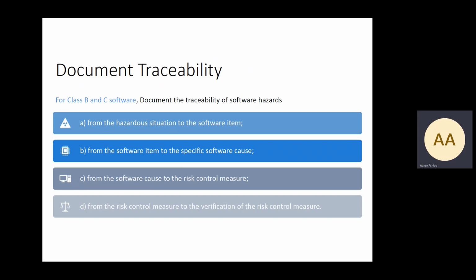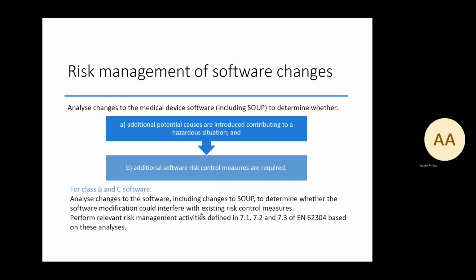Again, this is identified for class B and C. Document the traceability of software hazards from the hazardous situation to the software item, from the software item to the specific software cause, from the software cause to the risk control measure, and from the risk control measure to the verification of the risk control measure.